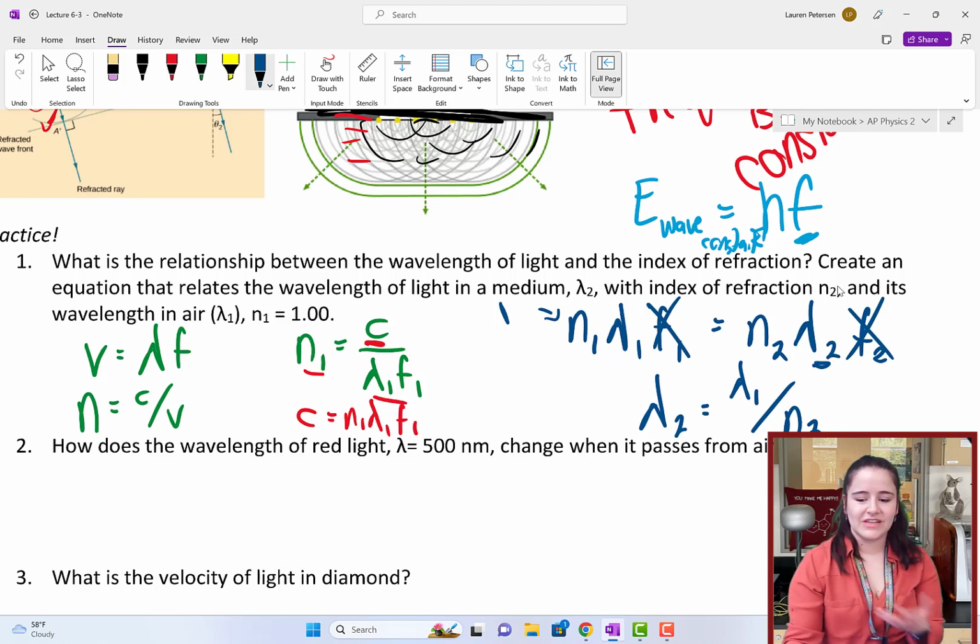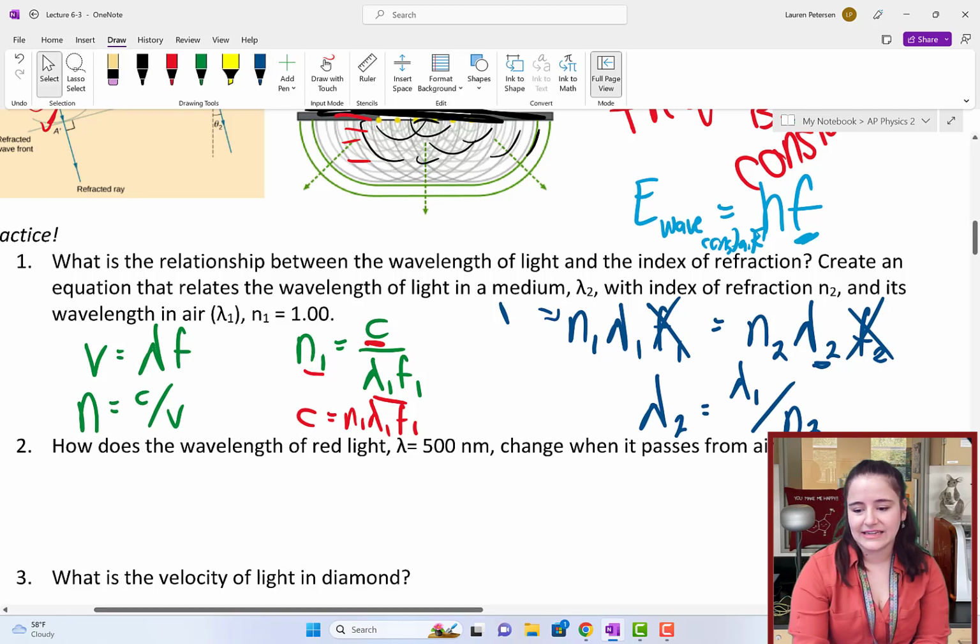So to get that wavelength, you're just dividing that wavelength by that index of refraction, which checks out because that just shows that ratio in the speeds. And the frequency is constant, so we can just divide that wavelength by its index to get that change. So let's go ahead and apply it.